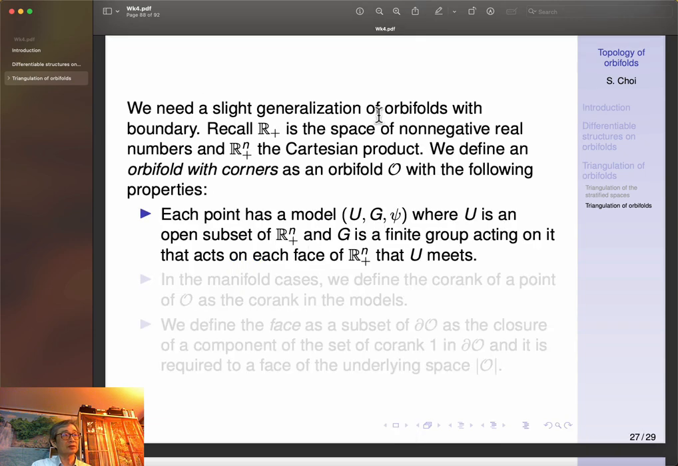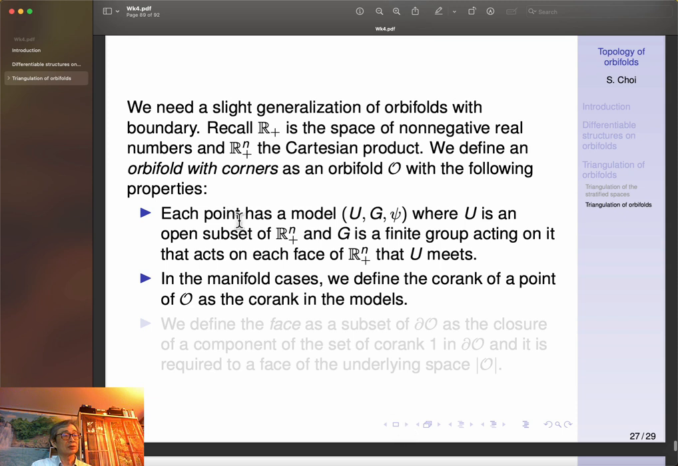So we need a slight generalization of orbifolds with boundary. Recall that R+ is the space of non-negative real numbers, and R^n_+ is the Cartesian product of these. Then we define an orbifold with corners as an orbifold with the following properties. Each point has a model (U, G, ψ), where U is an open subset of R^n_+, and G is a finite group acting on it that acts on each face of R^n_+ that U meets. This means that each face of this space has a natural combinatorial structure, and that it has to be preserved under this group action. So we don't want to switch faces.